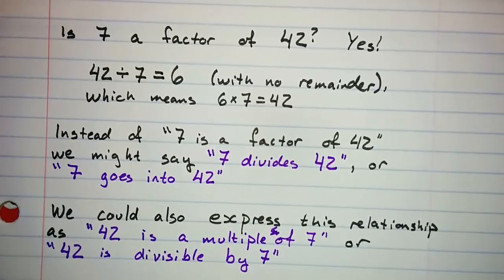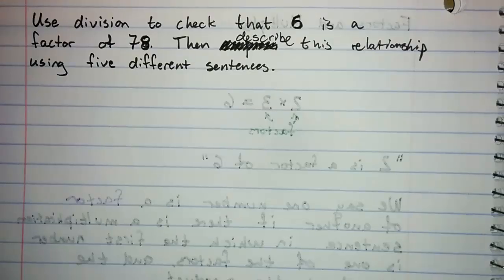So I'm going to give you something to try here. Use division to check that 6 is in fact a factor of 78. Then describe this relationship between 6 and 78 using 5 different sentences. Pause the video and try this now.